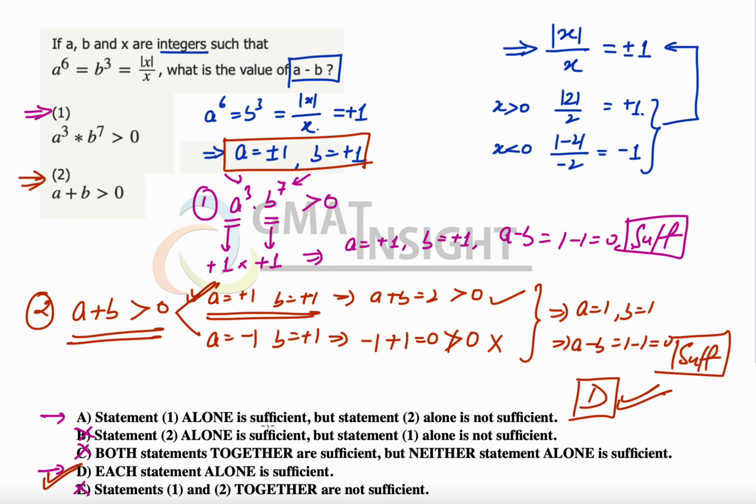So in this question, the most important part was to understand that mod x over x can be only plus 1 or minus 1. But since we have the even exponent, the result had to be plus 1, which gives us that b definitely had to be plus 1 and a had to be either plus 1 or minus 1. So I would call it a tricky question. Definitely it is tricky. But I hope you enjoyed the explanation.